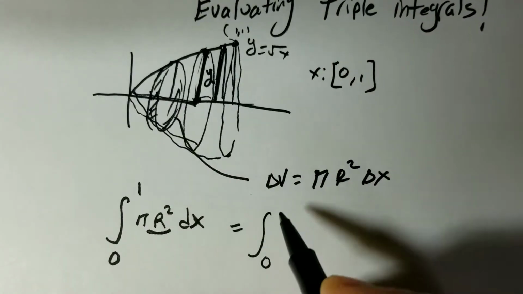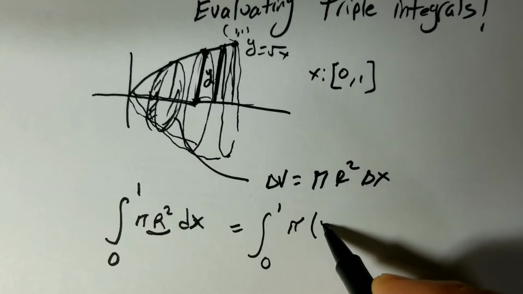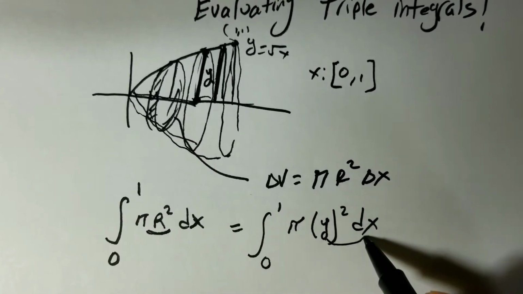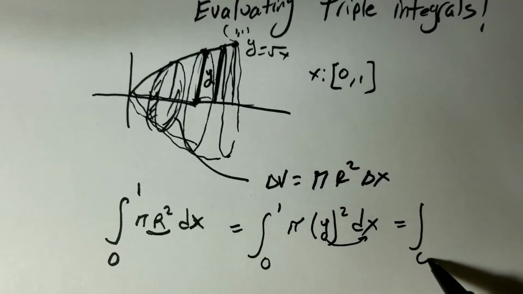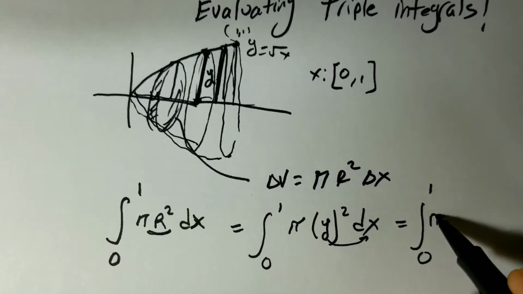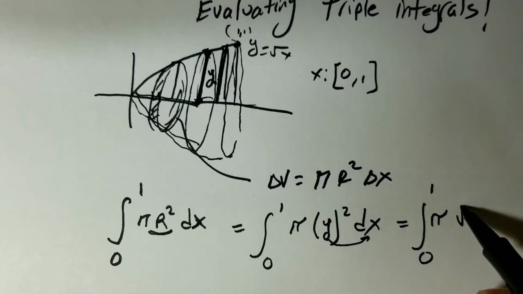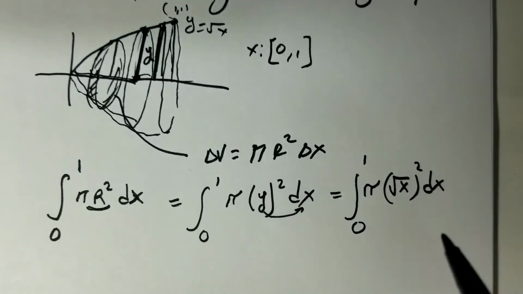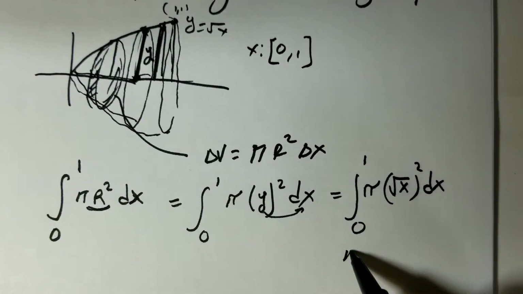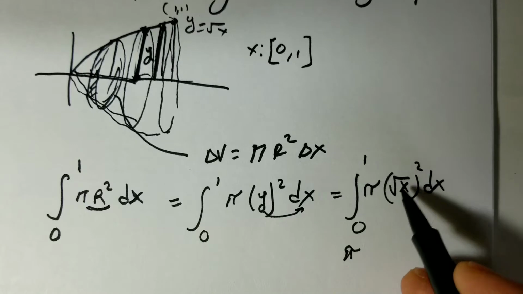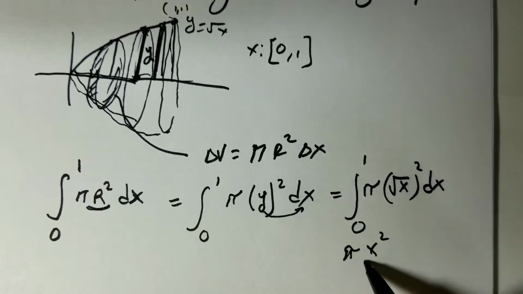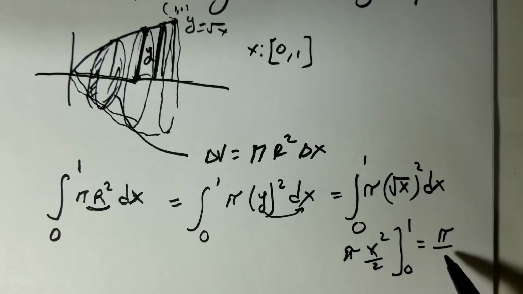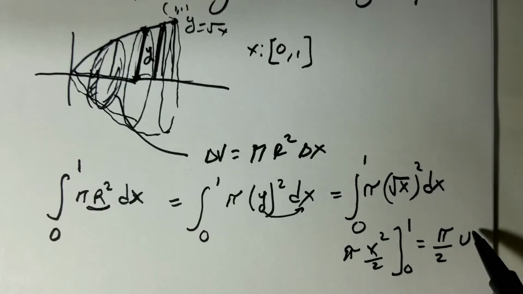Therefore, that becomes the integral from 0 to 1 of pi y squared dx, but still they are not the same type. But I know my y is square root of x, you square it and you get x dx, and you can evaluate that because that becomes pi, and the integral of x becomes x squared over 2 from 0 to 1, and the volume was pi over 2 unit cubed.